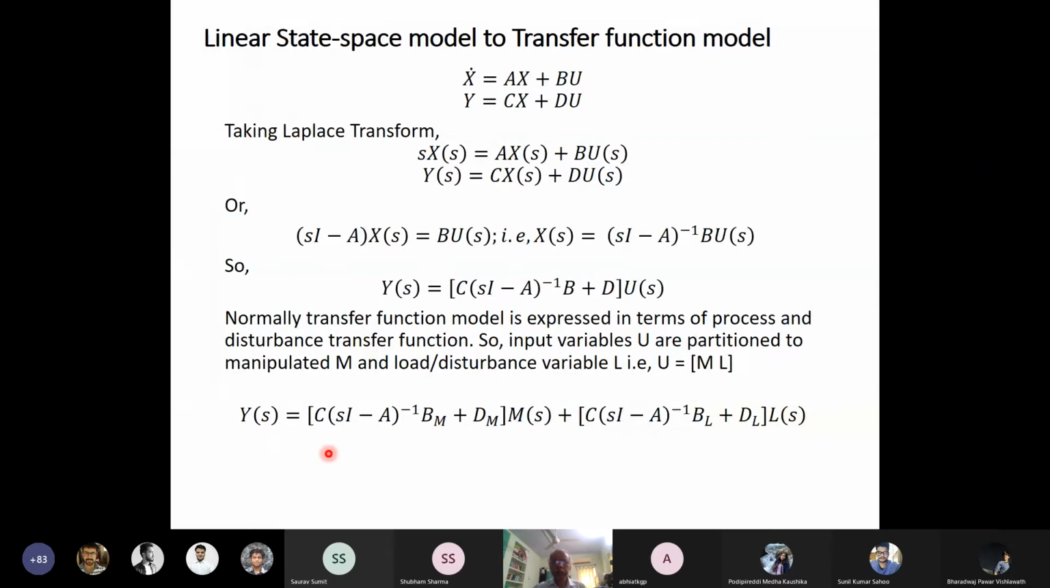So this is basically your process transfer function, Gp(s), which is related to the manipulated variables, and this is the load transfer function, Gl(s), which is related to the load variables. So this is basically the methodology for converting from the linear state space model to the transfer function model.